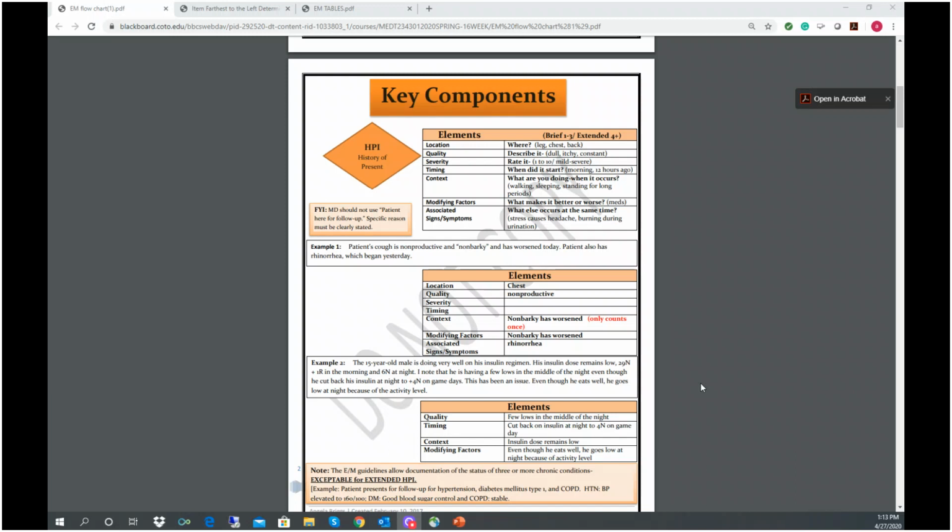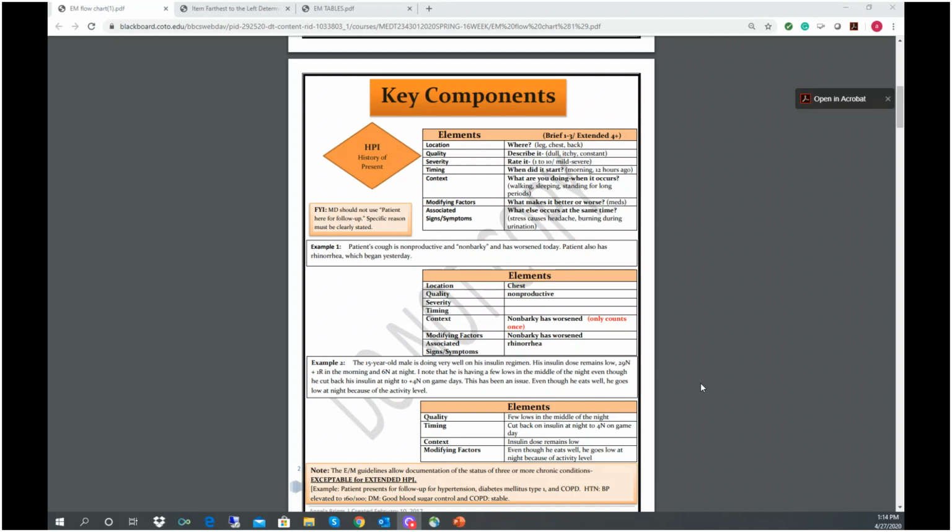And notice what you don't want: the medical doctor should not use "patient here for follow-up." A specific reason must be clearly stated. An example we have here is: the patient's cough is non-productive and non-barky and has worsened today. Patient also has rhinorrhea, which began yesterday.